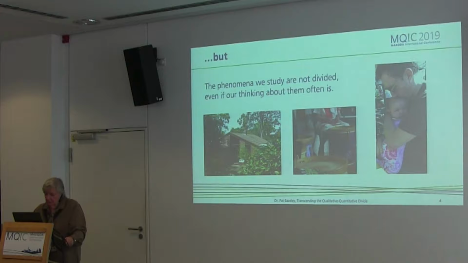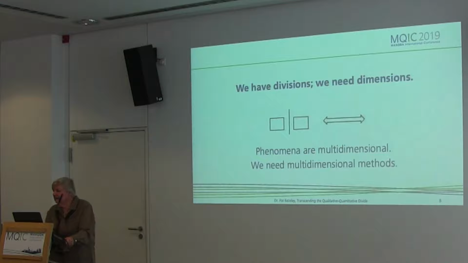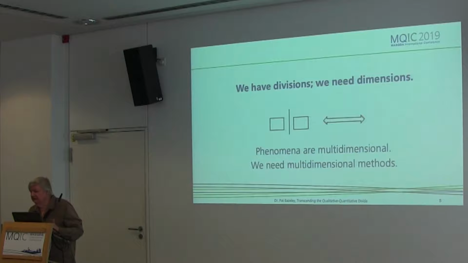So, what we have largely are divisions when what we need really is dimension. We need to pay attention to particularities in phenomena and not just broadly classify things as qualitative or quantitative ways. Phenomena are multidimensional, and we need multidimensional methods. They are not divided so much as each characteristic of a phenomenon is dimensional. It can be seen as on a scale between one end and another.